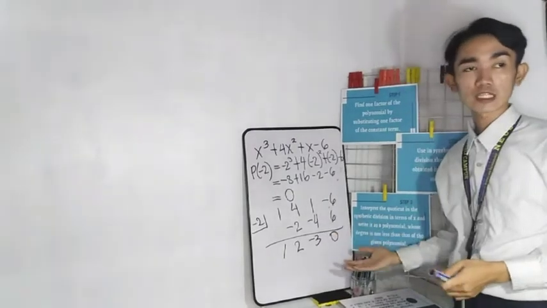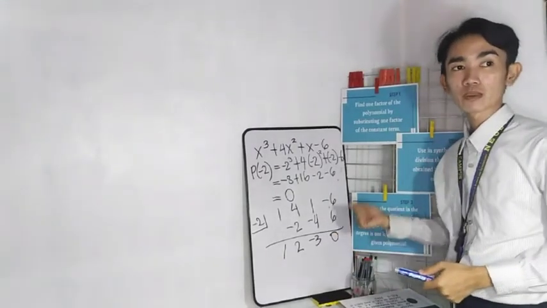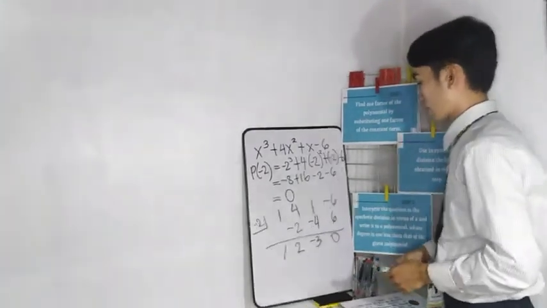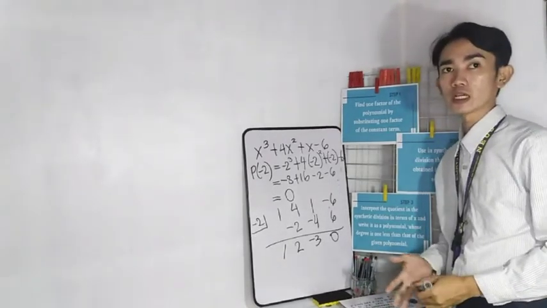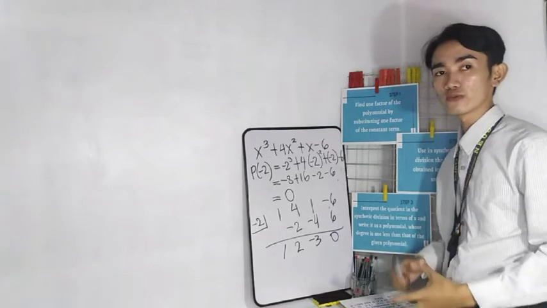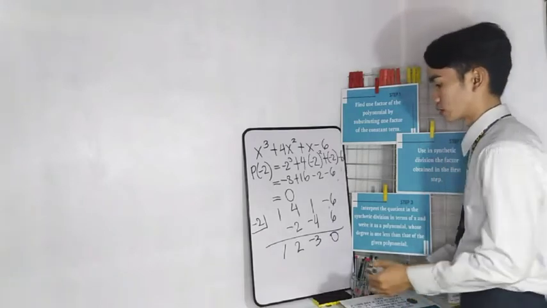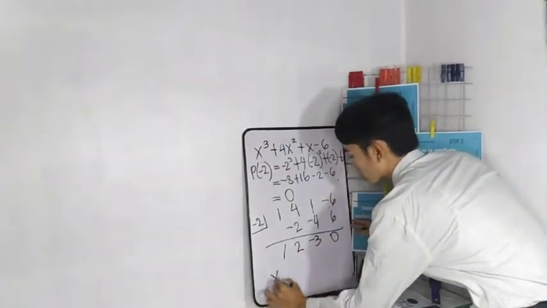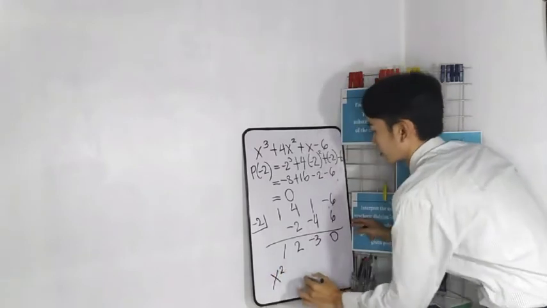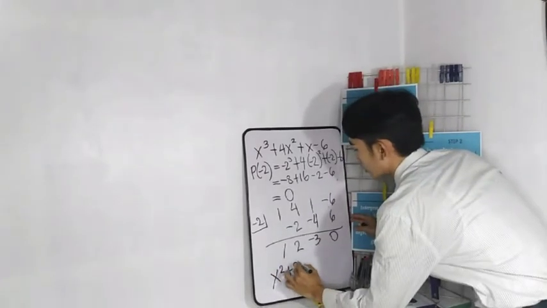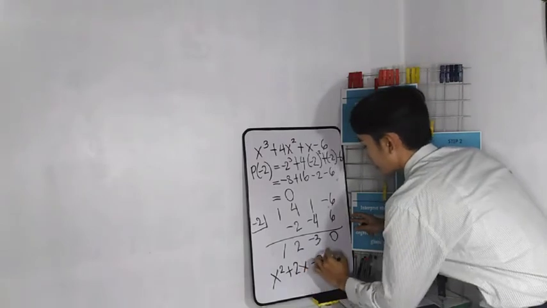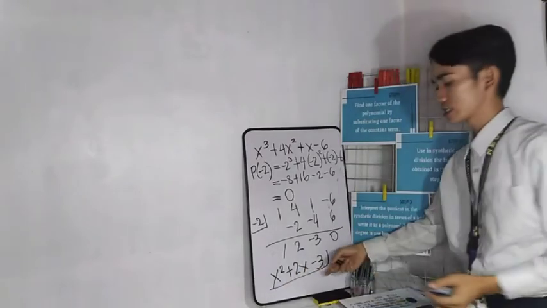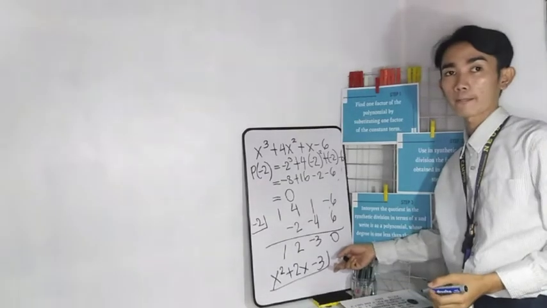Then next step is, very good, write the quotient into a polynomial whose degree is less than 1 of the given polynomial. So we have here x squared plus 2x minus 3. Is this factorable?